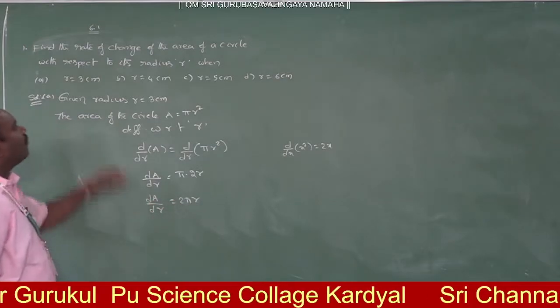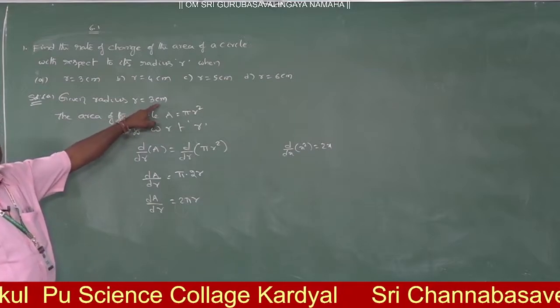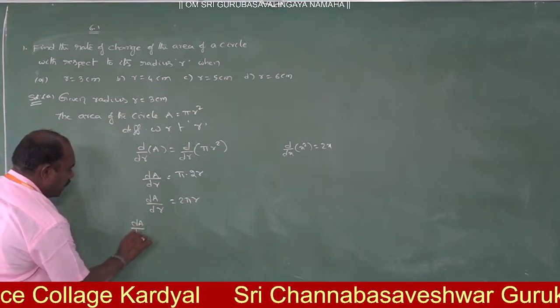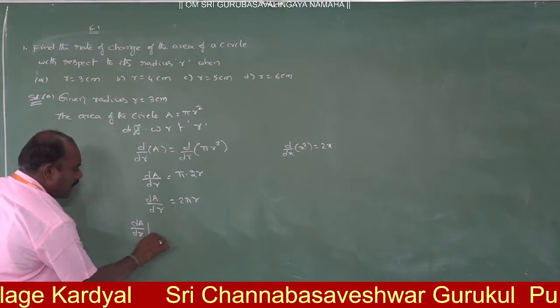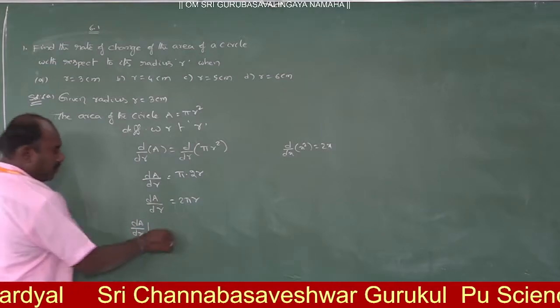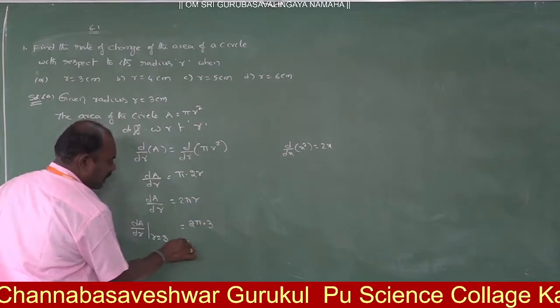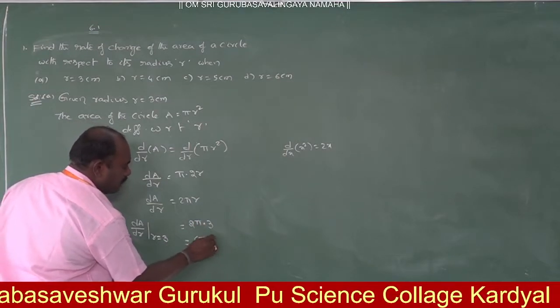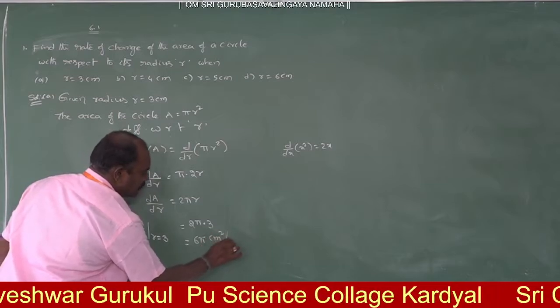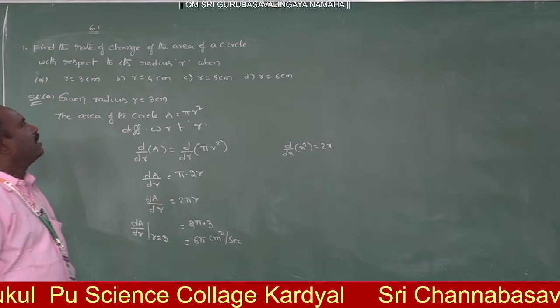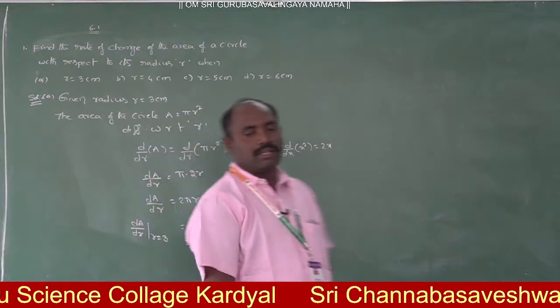Here is given, what is the value of r? 3 centimeters. That means dA by dr at r equal to 3 equals 2 pi into 3. That value equals 6 pi centimeter square per second. Centimeter square per second. This one.